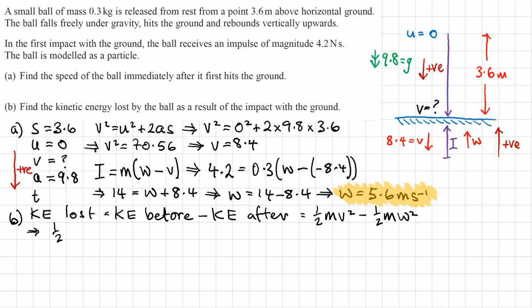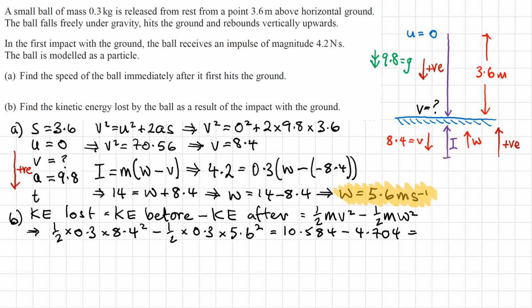We just substitute that in now. Half m is half times 0.3 times v squared. We worked out v as 8.4, so 8.4 squared, minus half times 0.3 times the speed after the collision with the ground, 5.6 squared. The kinetic energy before, if we work that out, is 10.584, and the kinetic energy afterwards is 4.704. So if we do the subtraction, we get 5.88 joules.